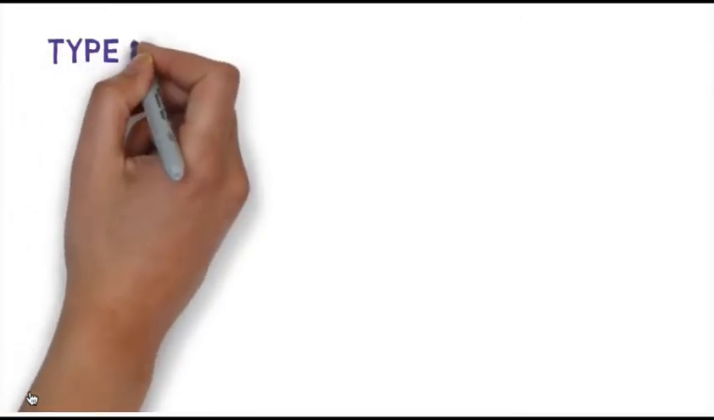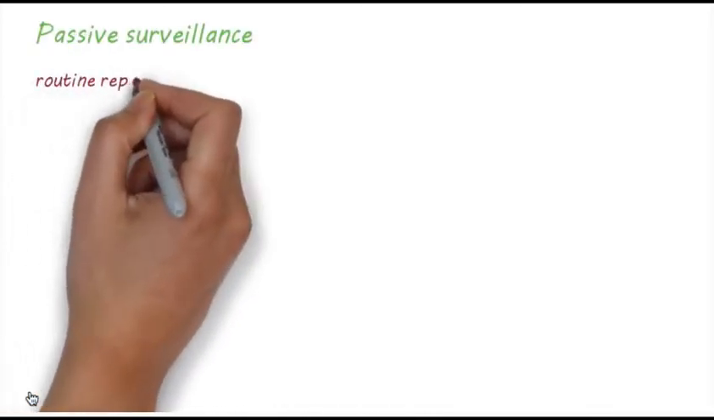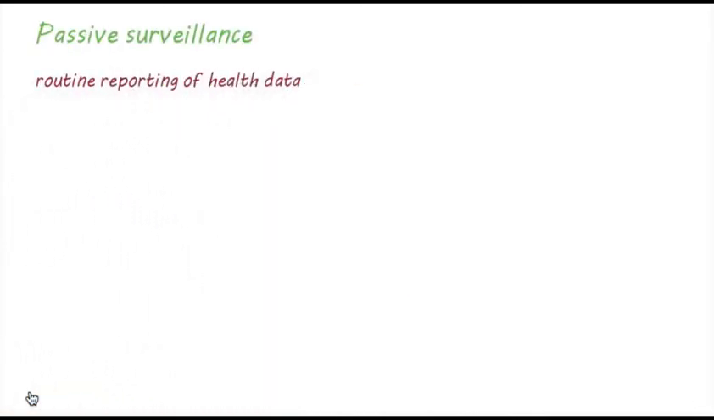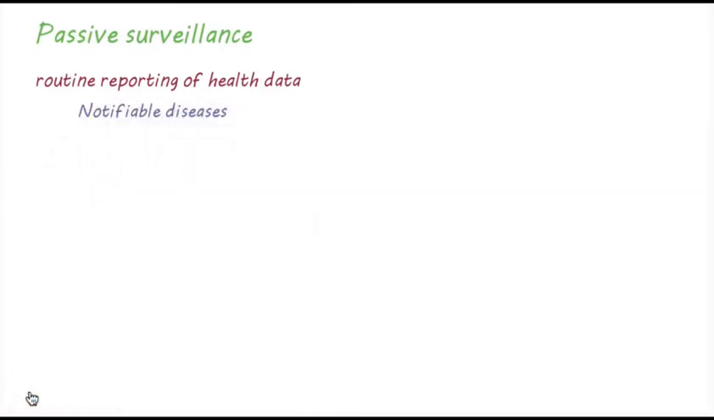So now, let's have a look at a few different types of surveillance. Passive surveillance describes the routine reporting of health data. Let's have a look at some examples. In most countries, there are a number of diseases or conditions that are required to be notified by law. Surveillance of these notifiable diseases relies mostly on a passive system.